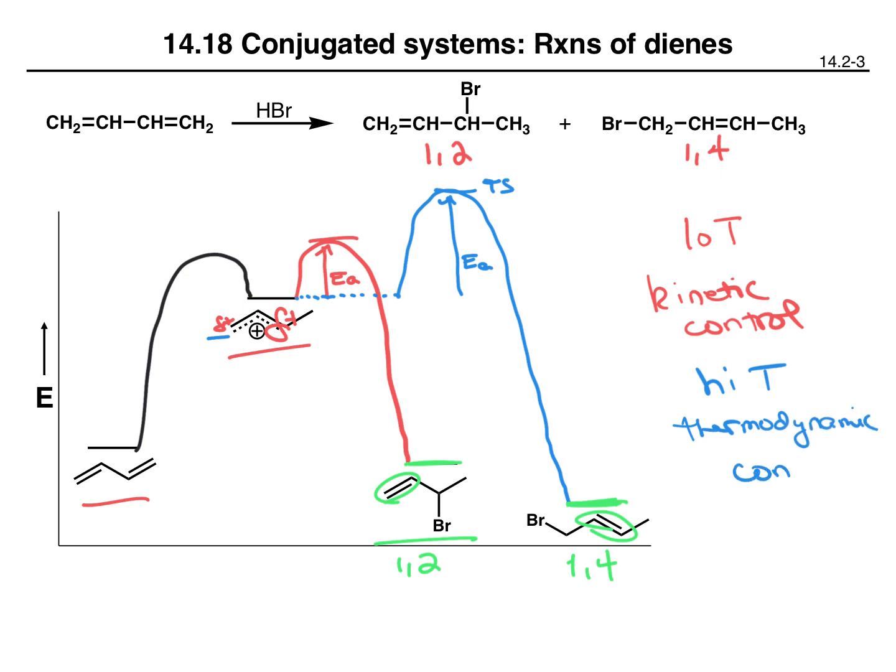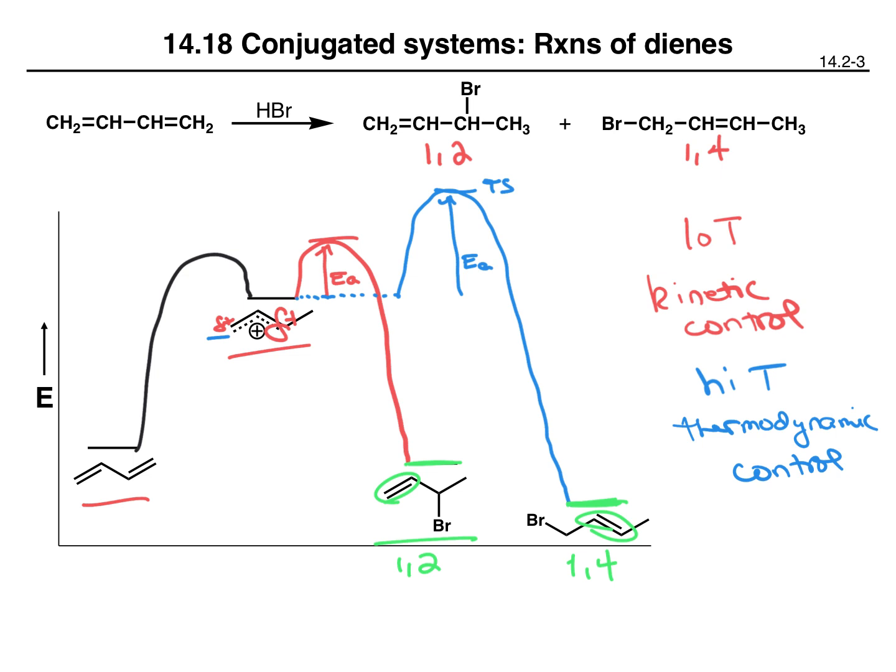Thermodynamic control. So by controlling the reaction conditions, you can maximize your yield of 1,2 product by carrying out the reaction at low temperature, or you can maximize your yield of the 1,4 product by carrying out the reaction at higher temperature using thermodynamic control. Now, the drawback about learning about kinetic versus thermodynamic control is that for this particular reaction, the 1,2 product is the kinetic product and the 1,4 product is the thermodynamic product. So it is always true that whichever product is formed faster is called the kinetic product. Whichever product is more stable is called the thermodynamic product.